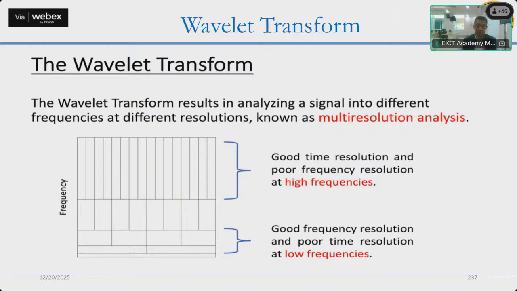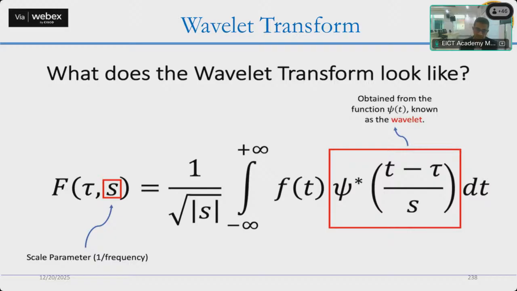Now we see the wavelet transform, which analyzes a signal into different frequencies at different resolutions. Good time resolution and poor frequency resolution at high frequency. Good frequency resolution and poor time resolution at low frequency. So what does the wavelet transform look like? If you look at this function, f of tau and s is basically 1 upon the modulus of s, integrating f(t) psi of (t minus tau) upon s. This is what is done with the wavelet function.